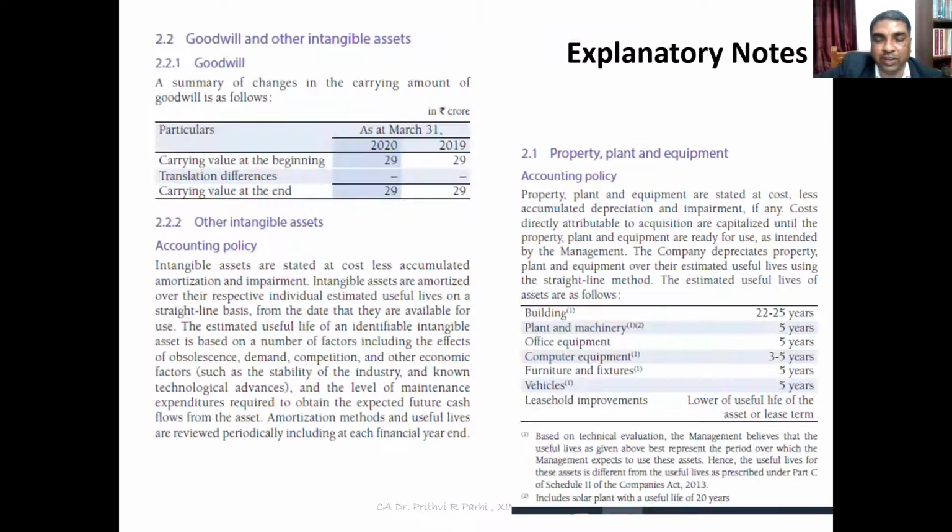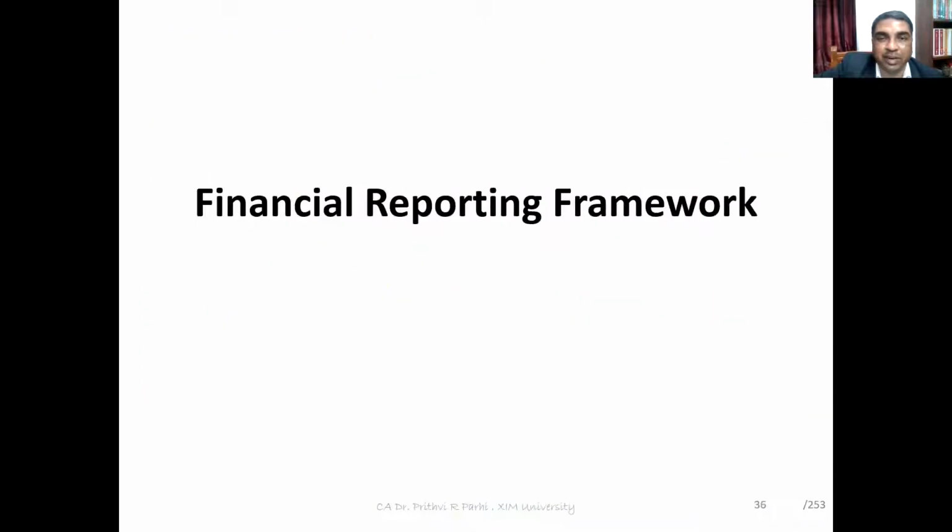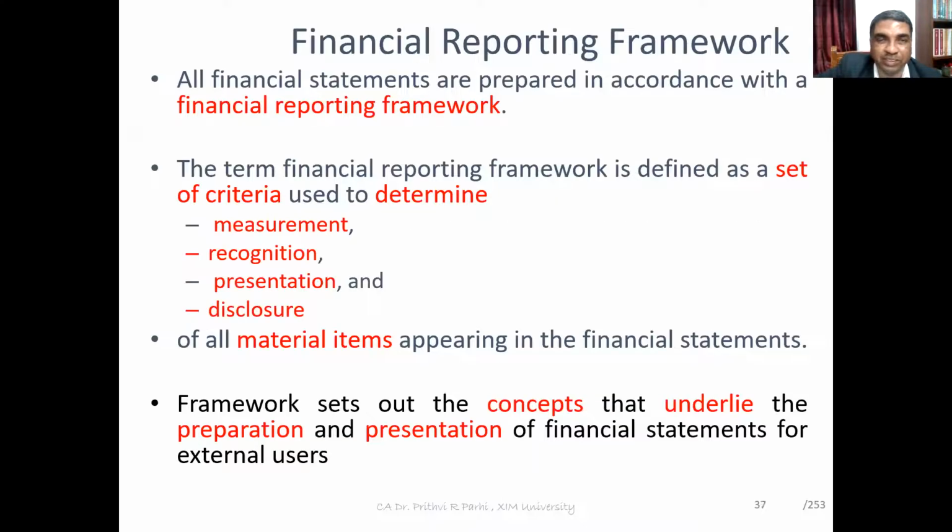Right, and you also know this financial statement has to be prepared in accordance with the financial reporting framework. This financial reporting framework is extremely important to us. So what is this financial reporting framework? Friends, please keep this in your mind because this is very important in the context of audit. It refers to a set of criteria which is used to determine measurement, recognition, presentation, and disclosure of all material items that are appearing in the financial statement. All these material items have to be measured, recognized, presented, and disclosed in accordance with the set of criteria. That criteria can be referred to as the financial reporting framework.